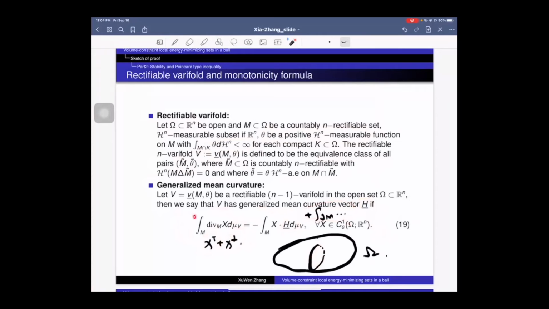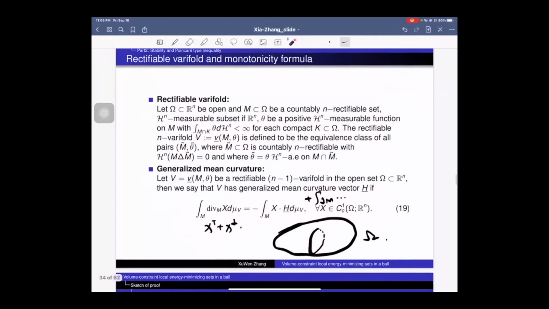And since we want this formula to hold for any smooth vector field with compact support inside omega, this means that M has no boundary inside omega. So this is an extension of the smooth submanifold.